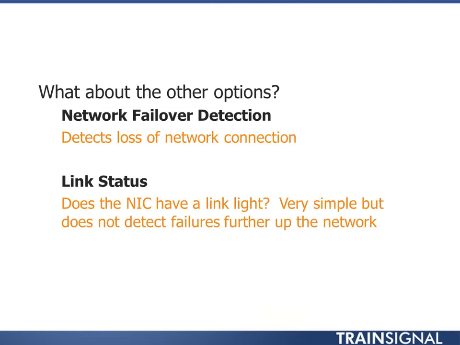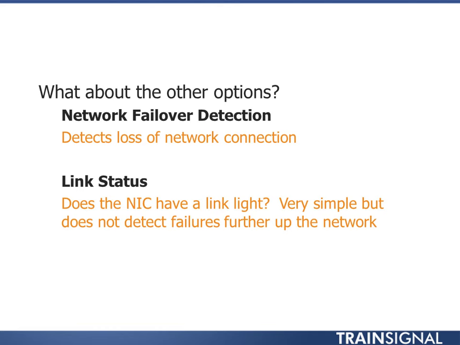So what about the other network options? And we'll come back to active standby and splitting traffic in a minute. But what about the other options? So there's network failover detection. This is one option in the switch that we'll see when we hit the big lab in the next lesson. But this detects the loss of a network connection. There are 2 ways to do this. One is link status. Does a NIC have a link light?